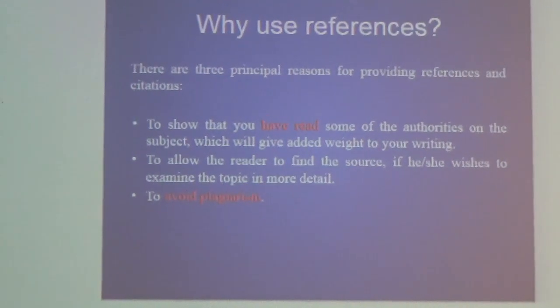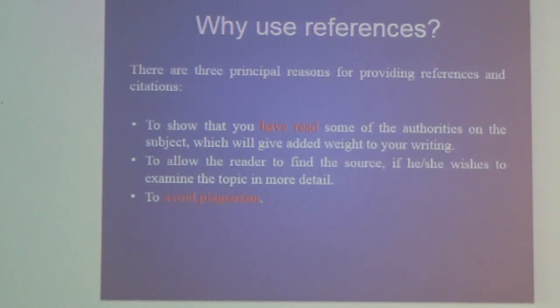And then, please look at the second bullet. It allows the reader to find the source. If you read something, then you persuade your reader this source is worth being cited or quoted in your paper. Perhaps your reader would like to know where the articles or the books are from. So you need to give them the reference. And the most important thing of all is to avoid plagiarism.